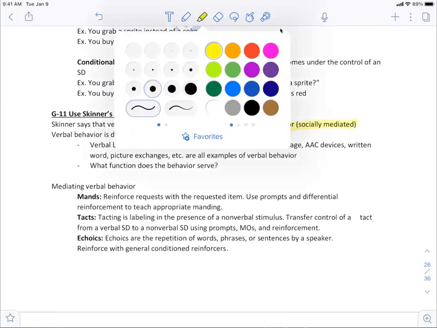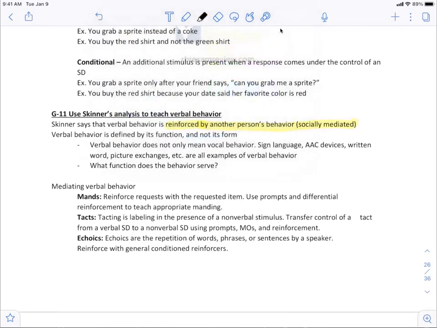What does that mean? Function, why; form, looks. Okay. We'd rather that the verbal behavior serve a purpose and not necessarily look a certain way. If that verbal behavior is appropriate and meeting the needs, that's how we're going to define that verbal behavior, not necessarily how it looks.